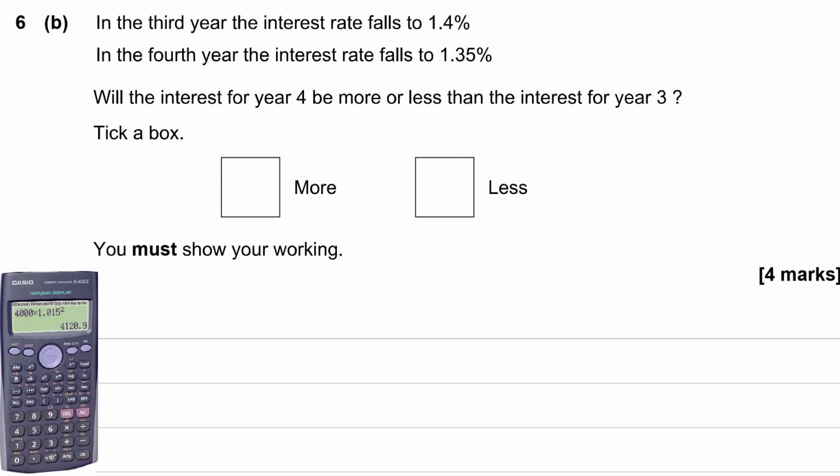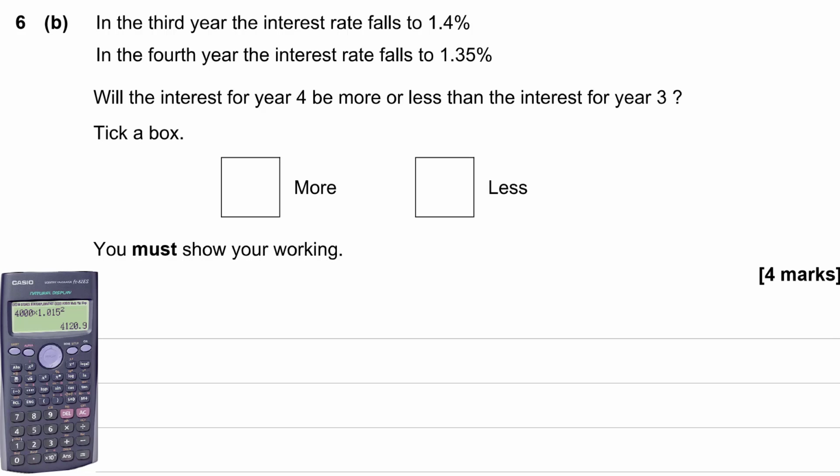Okay, in 6b, we're told that in the third year the interest rate falls to 1.4%, and in the fourth year the interest rate falls to 1.35%. And we're asked whether the interest in year 4 will be more or less than the interest in year 3. Okay, so let's first off rewrite those percentages as multipliers.